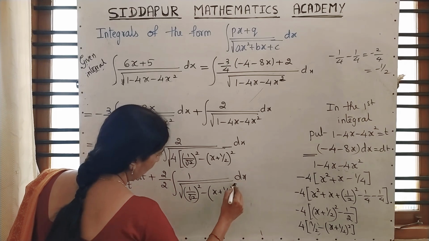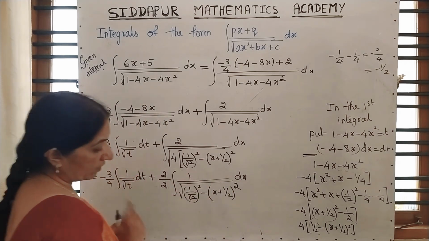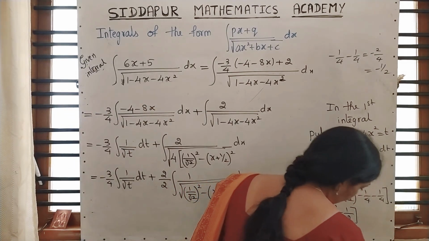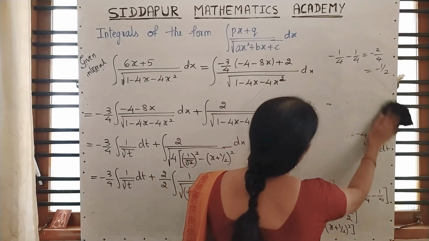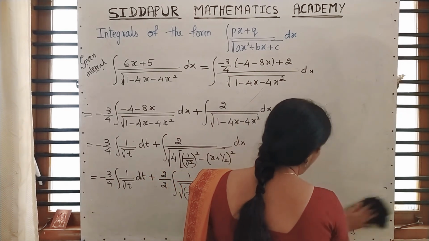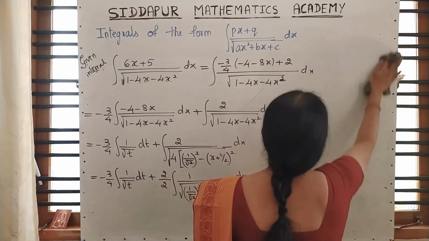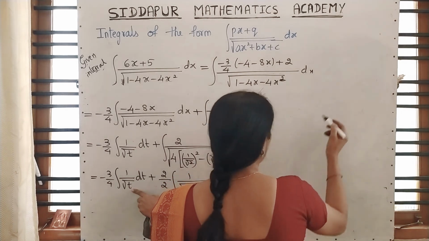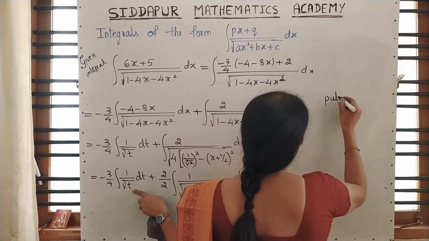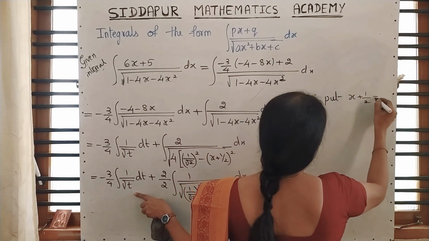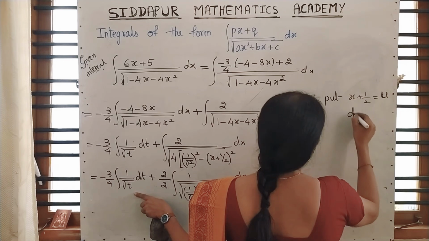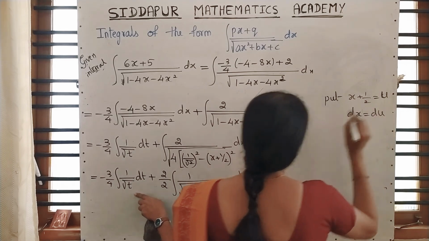This is how we are writing. After that, if you are familiar, directly write down. Otherwise, again one more substitution. Put x plus 1 by 2 as u, because t we already took. x plus 1 by 2 as u, dx is equal to du.